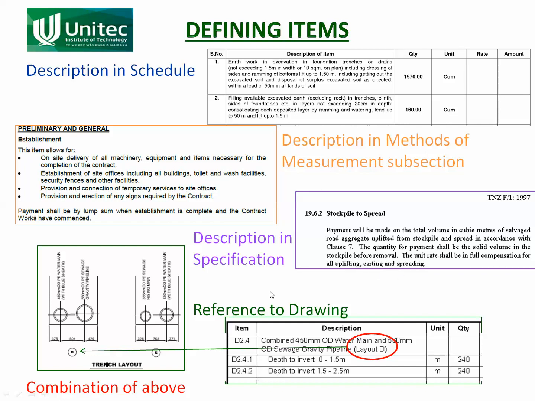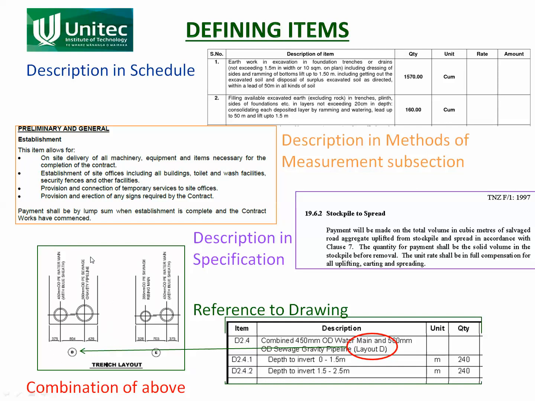The last way that it can be done is you can reference it in the drawing, and to a certain extent that's done in the Jackman Avenue project as well. So you can see that item D2.4 said, the combined, it described the item, and then in brackets it says layout D. And if you go to the drawings, you see that layout D, it shows exactly what layout D is.